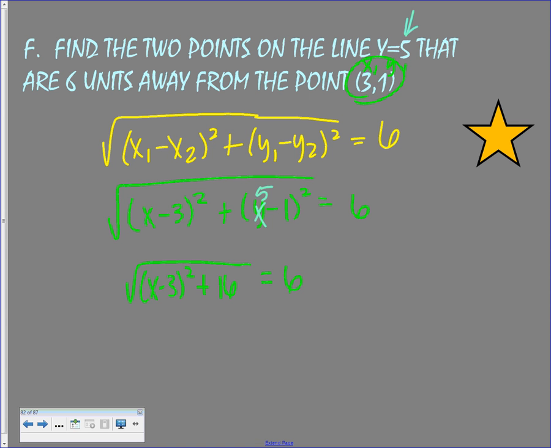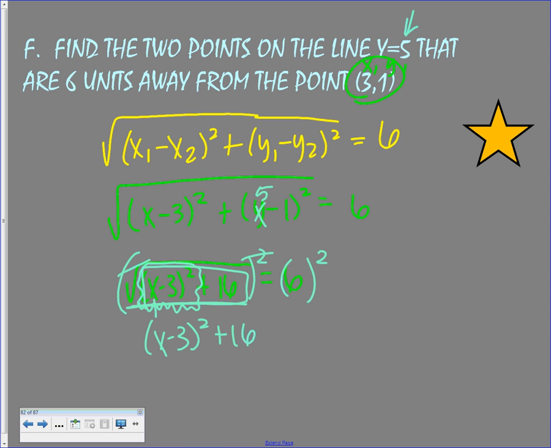Once we plug in all that information, it actually turns out to be a pretty nice equation to solve. First thing I'd want to do is get rid of my square root. So to get rid of my square root, I would need to square each side. When I square each side, I'm going to be left with x minus 3 squared plus 16. The only thing it affects is the square root that it was originally under is now gone. So you get exactly what you had before. All that we got rid of is the square root. Then 6 squared is 36. From here, I would subtract 16 from each side, so I would be left with x minus 3 squared equals 20.